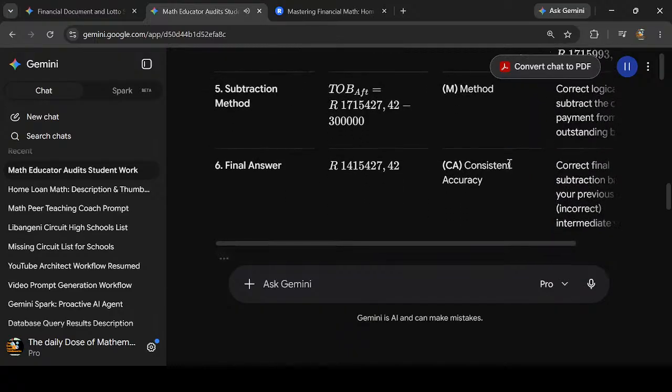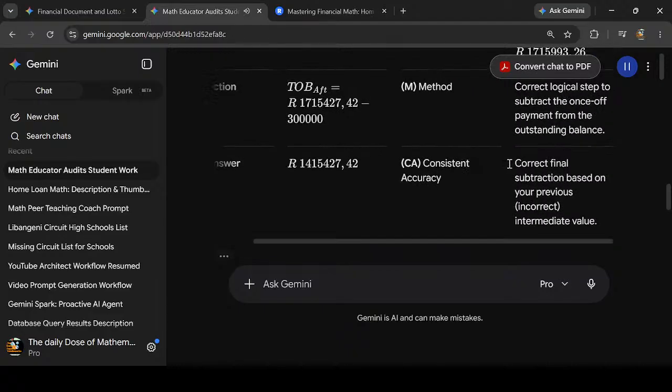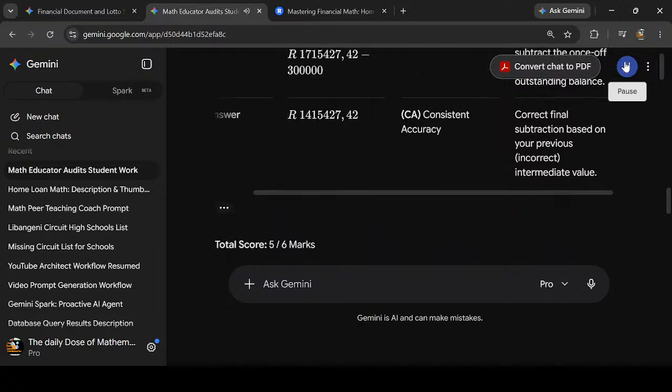Step 6, final answer: R1,415,427.42. CA, consistent accuracy: correct final subtraction based on your previous, incorrect, intermediate value. Total score, 5 out of 6 marks.